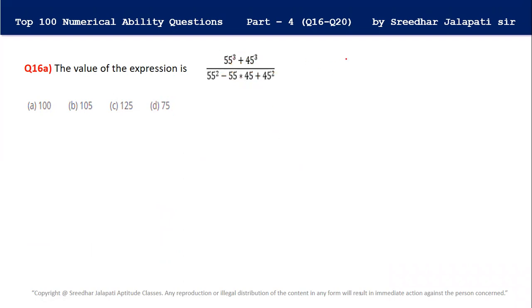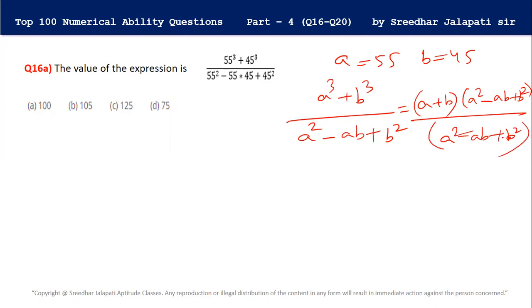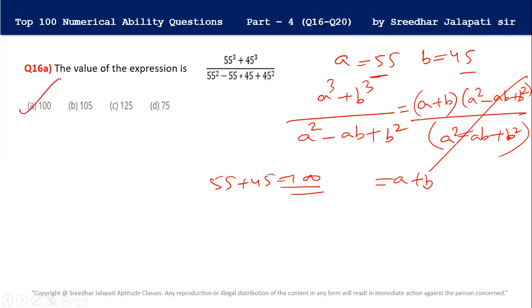Now here, if I take A as 55 and B as 45, this expression is in the form of A cube plus B cube by A square minus AB plus B square. So we know that A cube plus B cube expansion is A plus B into A square minus AB plus B square, by A square minus AB plus B square. So these two terms get cancelled. Now left over is A plus B. As A is 55, B is 45, the value is 55 plus 45, which is 100. That is the answer, option A.